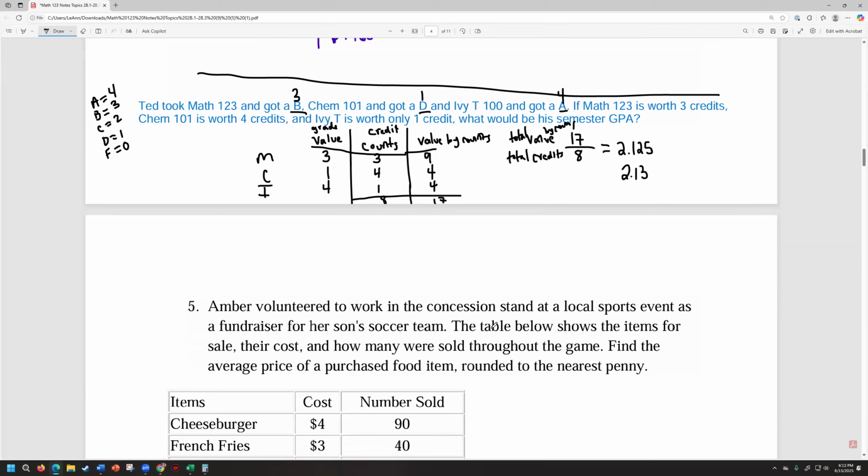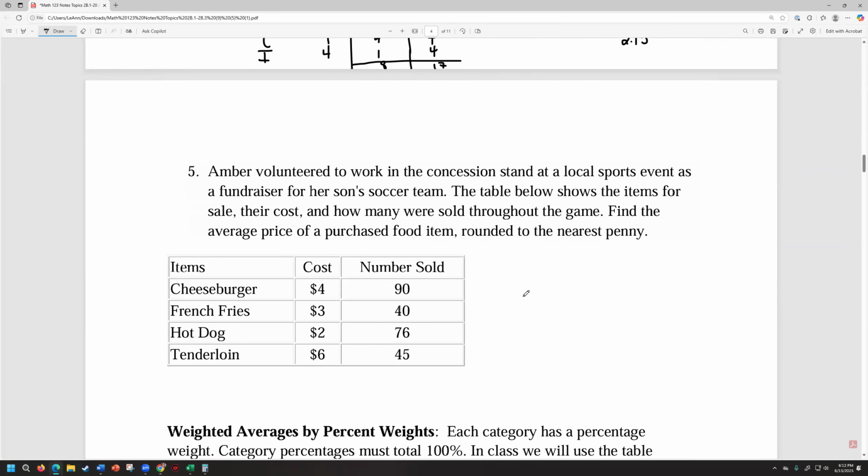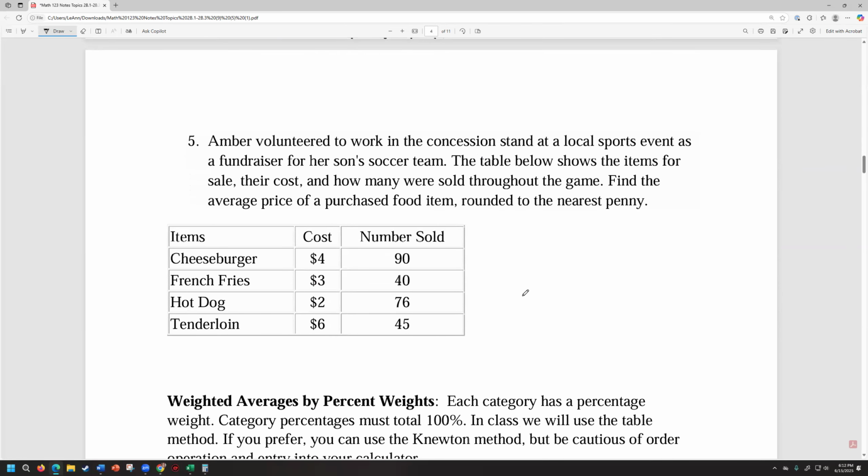Okay. All right, it says Amber volunteered to work in the concession stand at a local sports event as a fundraiser for her son's soccer team. The table below shows the items for sale, their cost, and how many were sold throughout the game. Find the average price of a purchased food item rounded to the nearest penny. Okay, so we're going to be averaging the price. So again, they've already kind of set it up for us. We just need to do that total value by counts, and I like to abbreviate that.